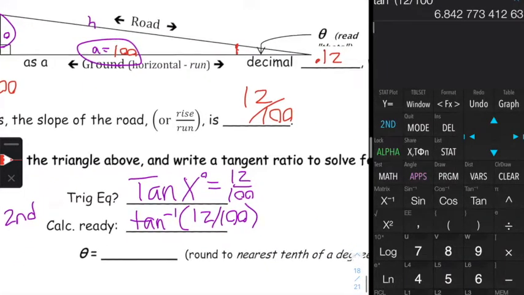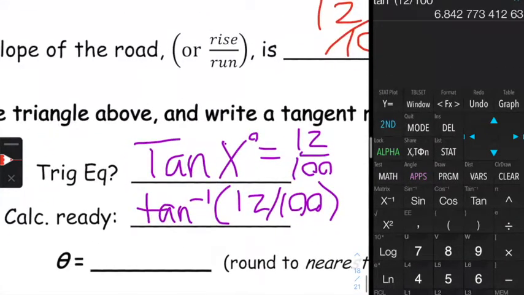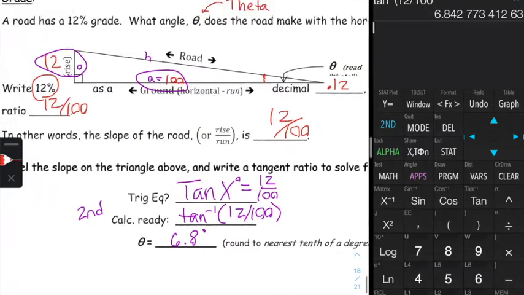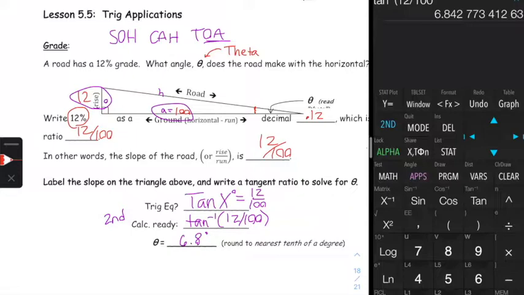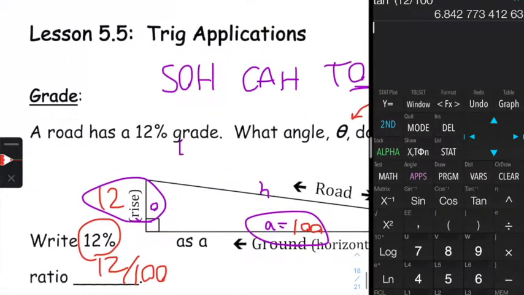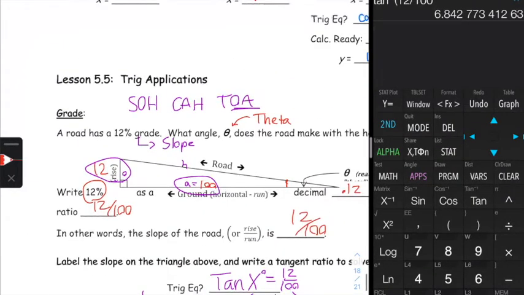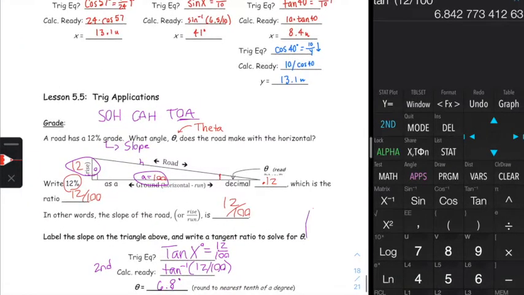What do they want us to round to? Nearest tenth. So yep, 6.8 degrees would be great. Make sure you put your unit of degrees. That's how you're going to do road grade. So the big thing you need to know about road grade is whenever you see grade, this is like slope, the steepness of a line. And slope is rise over run. So that'll be that type of problem right there.